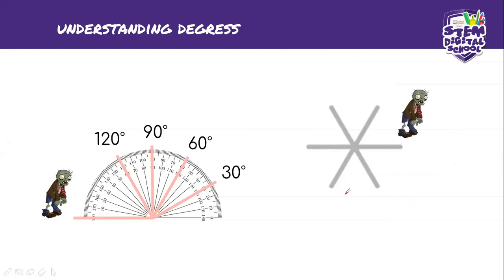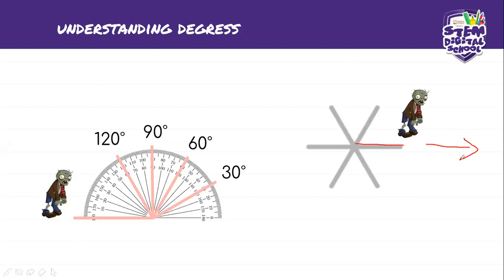Now, our zombie will still draw the first line. So let's say he started right here in the middle, and he drew this line. Now, which way is he facing? He is facing in that direction. Okay, he's facing that direction.